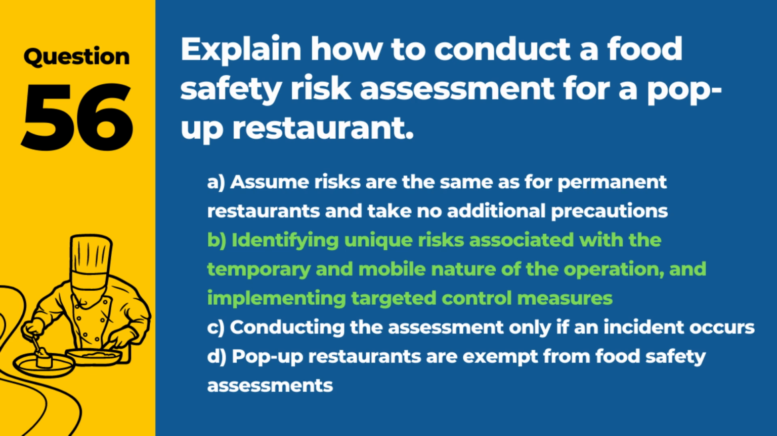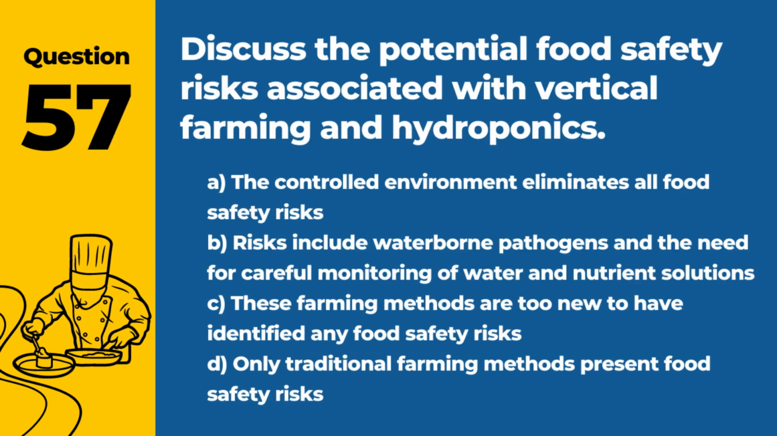Answer: B. Identifying unique risks associated with the temporary and mobile nature of the operation and implementing targeted control measures. A risk assessment for a pop-up restaurant must consider the specific challenges and logistics of the temporary setup to ensure food safety. Question 57. Discuss the potential food safety risks associated with vertical farming and hydroponics.